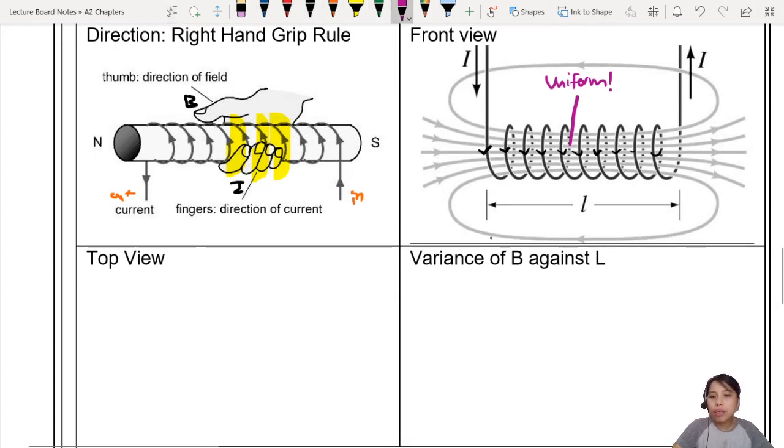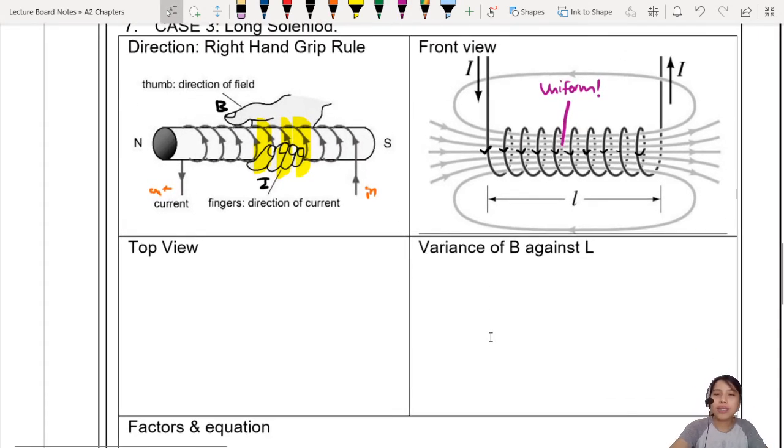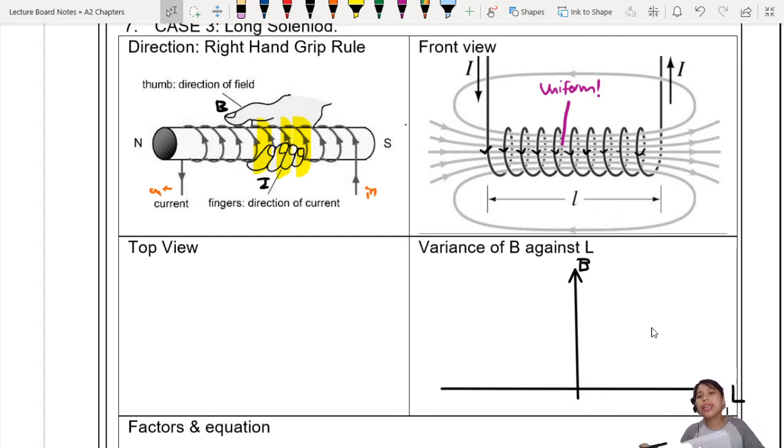If we draw a graph of B against L, it will look something like this. So the middle part is roughly uniform until where? Somewhere until here maybe. So this part looks pretty uniform. Other than that, if you go any further, you notice that the gray field lines are getting further and further apart. It means the field is weaker already outside here, whereas inside it is uniform and quite strong.